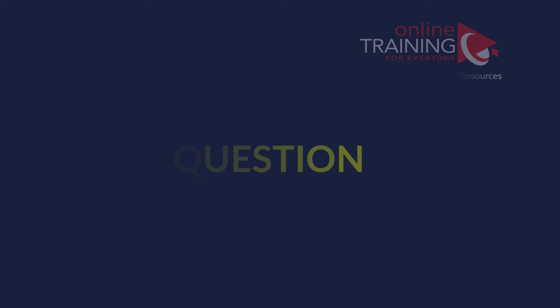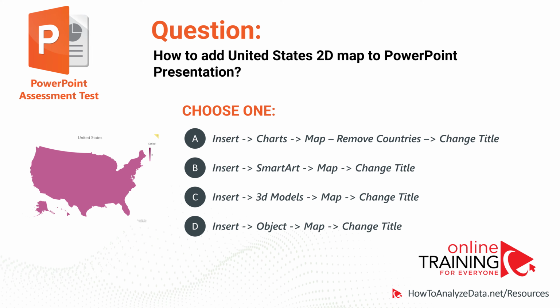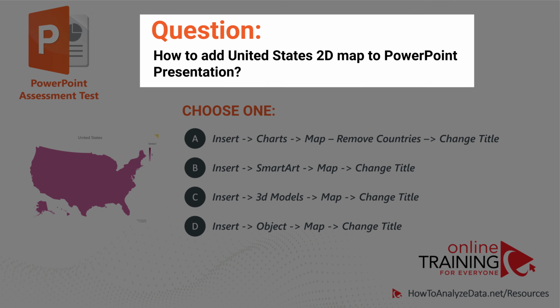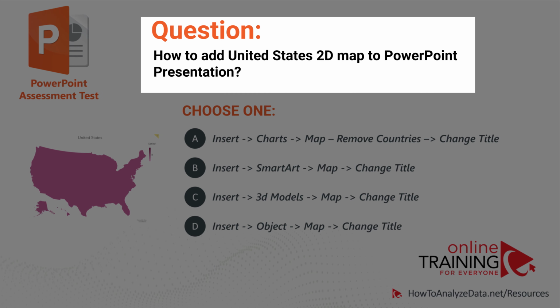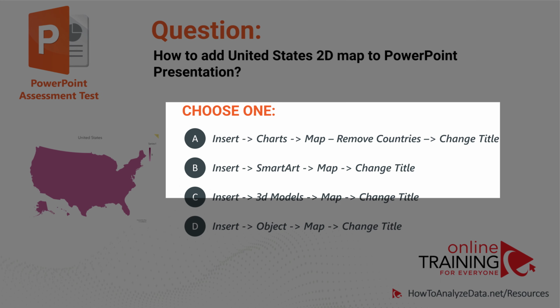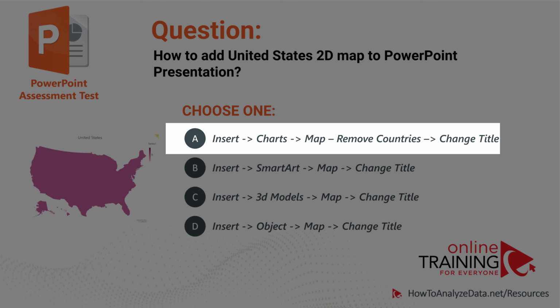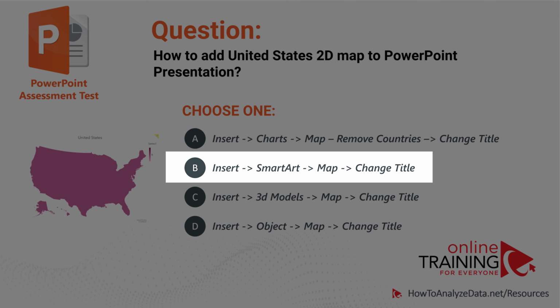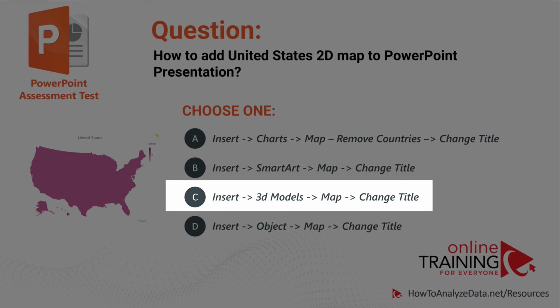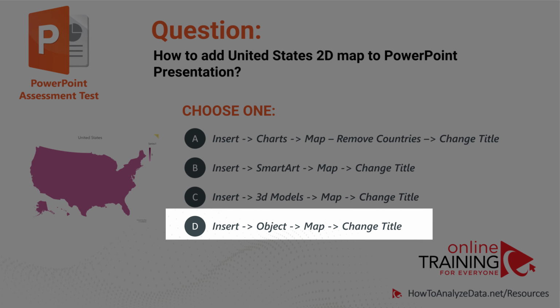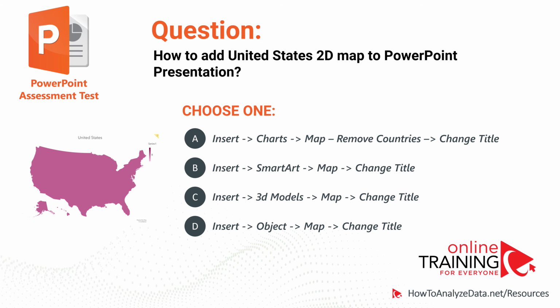Let's look at the PowerPoint assessment test question, which tests your knowledge of recent features in the application. How to add United States 2D map to PowerPoint presentation. And you have 4 choices: Choice A, insert, charts, map, remove countries, change title. Choice B, insert, smart art, map, change title. Choice C, insert, 3D models, map, change title. And choice D, insert, object, map, and change title. Do you think you know the answer? Let's see if we can get to the correct solution together.